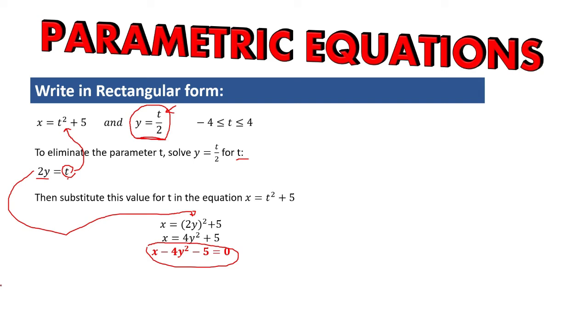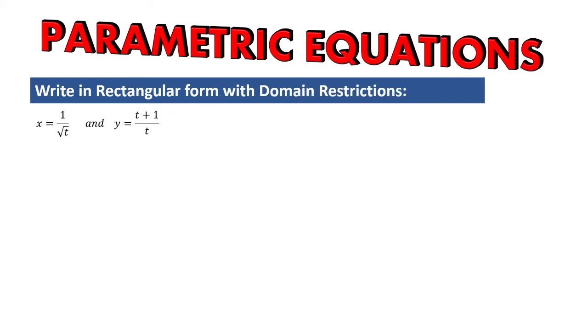Then the method is: select one equation, solve for t, and substitute in the other equation. Another example. In this case, it's very important to recognize that the value of t is not defined when x is 0 or negative, because you cannot find the square root of a negative number, and when t is 0, the square root of 0 is 0, and 1 over 0 is undefined. That's the reason it's rectangular with a domain restriction.